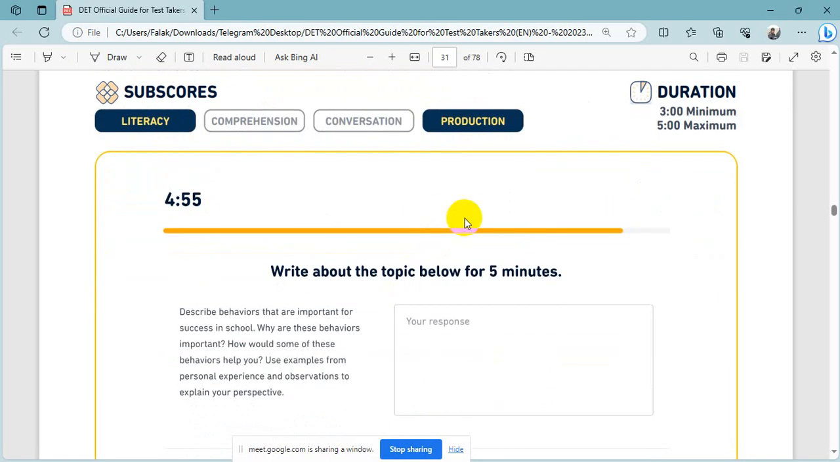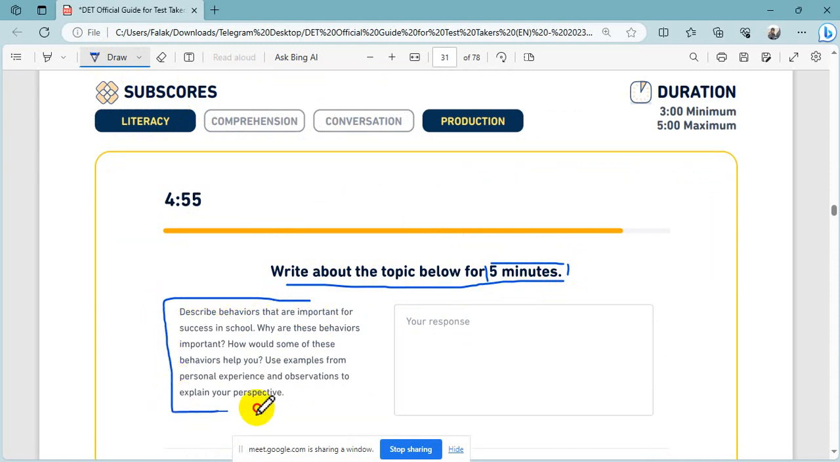If you do well in this question type, it means your literacy and production score will increase. There is the topic here on the left side. The title says, write about the topic below for 5 minutes. So you have 5 minutes to write about this topic. Keep this in mind. On the left side in this part, you have the title. This is not in fact just a title. It's a prompt. You're supposed to read it carefully.